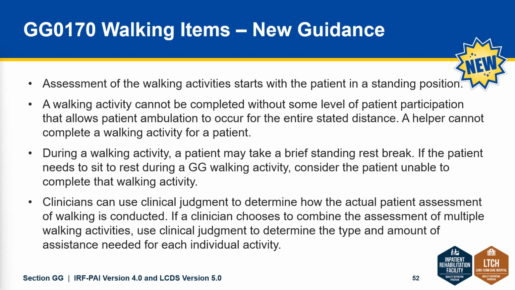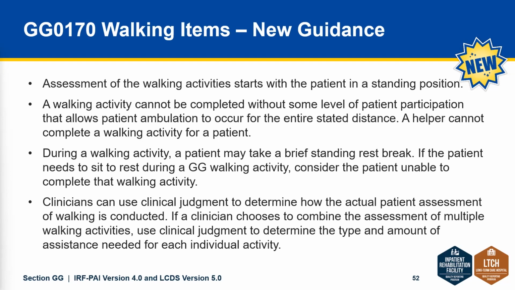The patient must be able to ambulate the entire stated distance. For example, if a patient walking 50 feet with 2 turns needs to take a brief standing break during the activity, they can. However, if they need to sit down and rest before they can complete the entire stated distance, the patient is unable to complete the activity and an activity not attempted code would be selected.